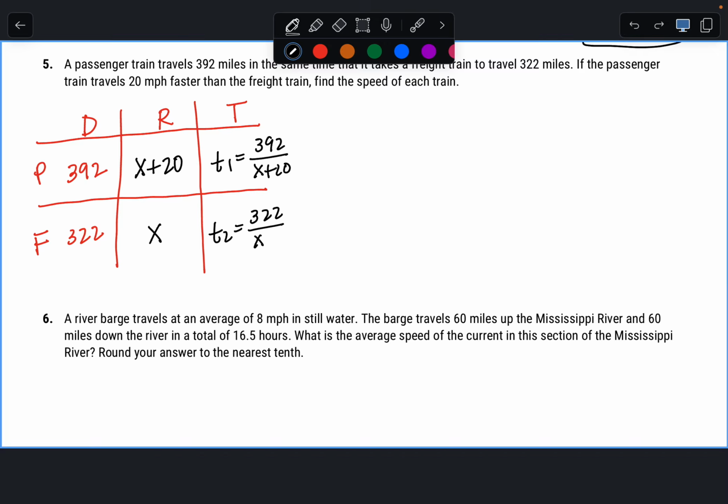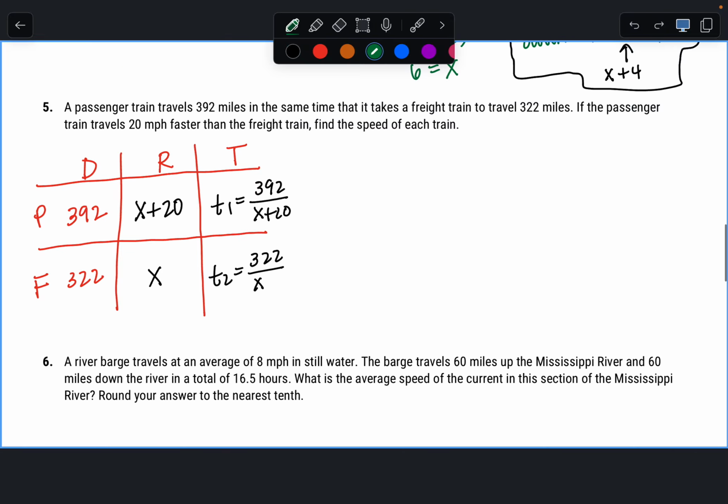Because these numbers are a little bit bigger, I'm going to work through this one with you. It is still a same time problem. They are happening in the same time. So that means I'm going to set them equal to each other. So I'm going to have 392 over x plus 20 is equal to 322 over x. Now, my LCD is going to be my x times x plus 20, which again, it's not really going to create undefined values for us that are going to give us any issues.